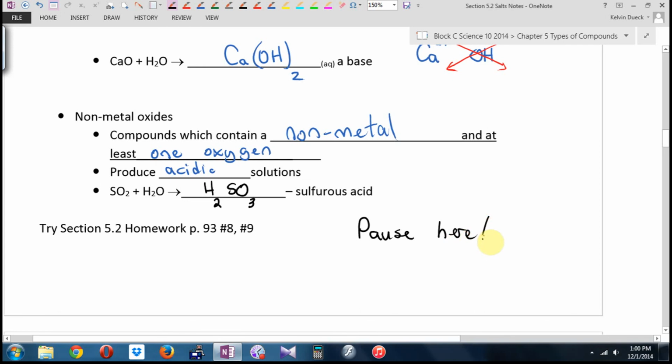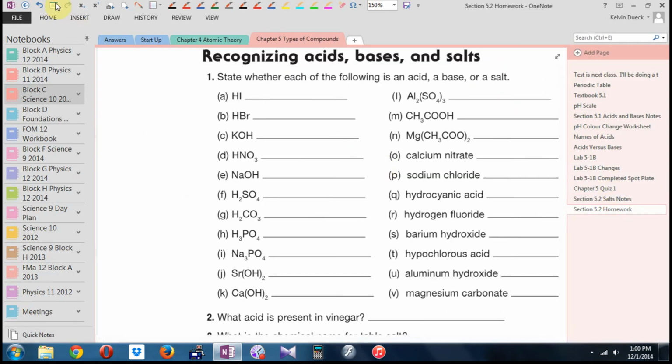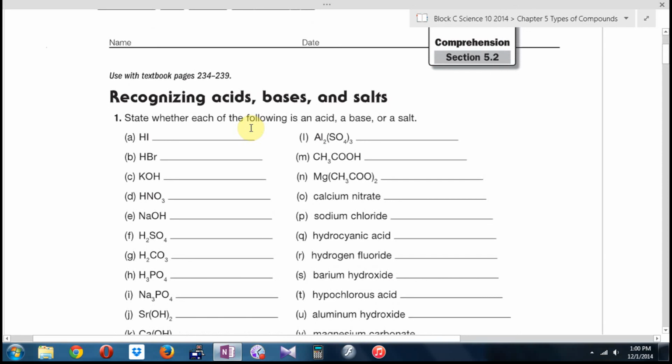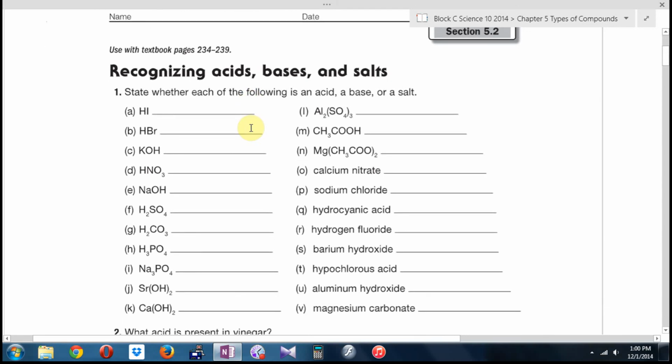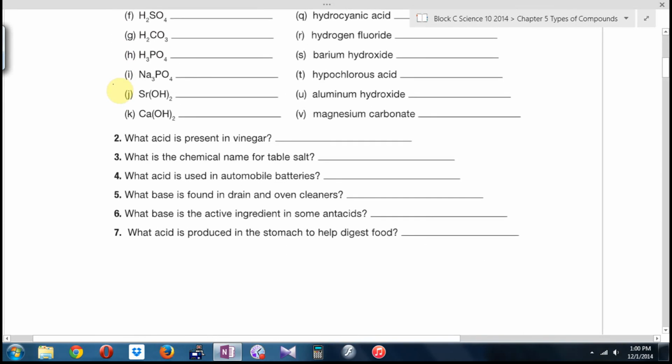Can you take a look at the sheet that I gave you called Section 5.2 Homework? This puppy right here. So your first bit of homework to try and get done in class is the take-home quiz. But you can certainly, if you haven't done number 1, you can do number 1. You can do all of those. Now, you may need to look some of this up in the textbook to see where all these acids and bases are, but they are in your textbook.